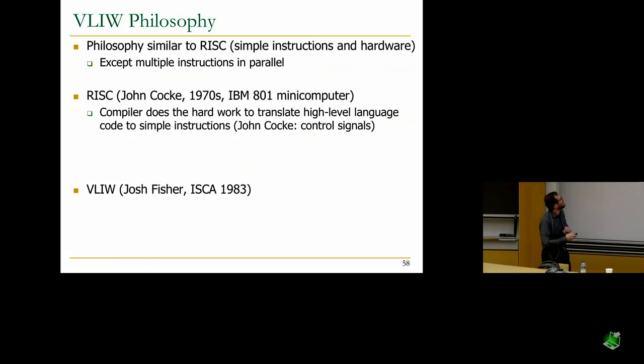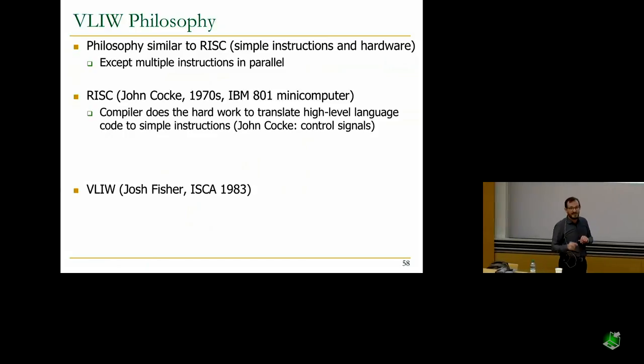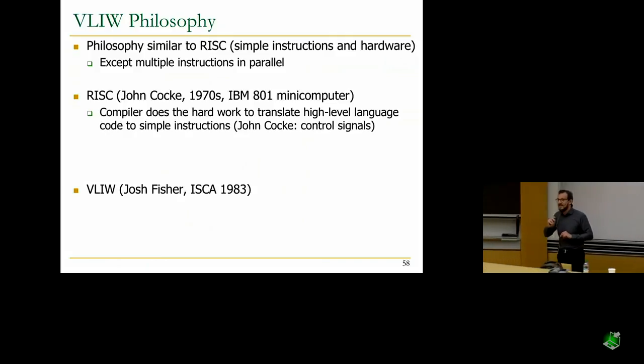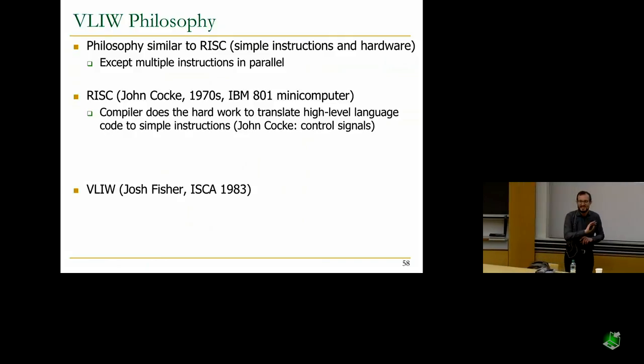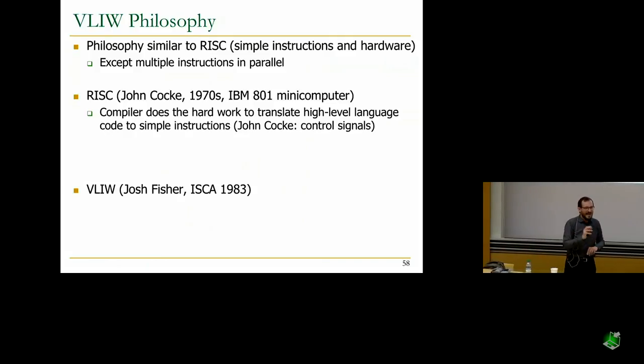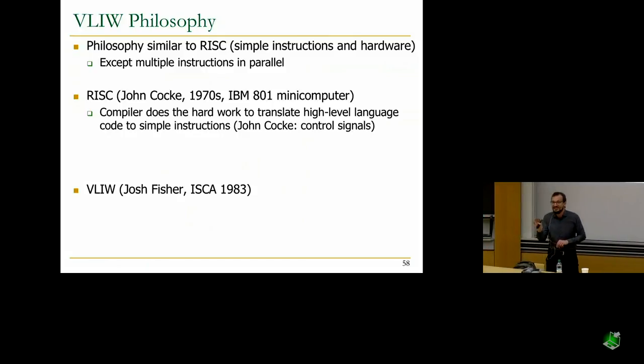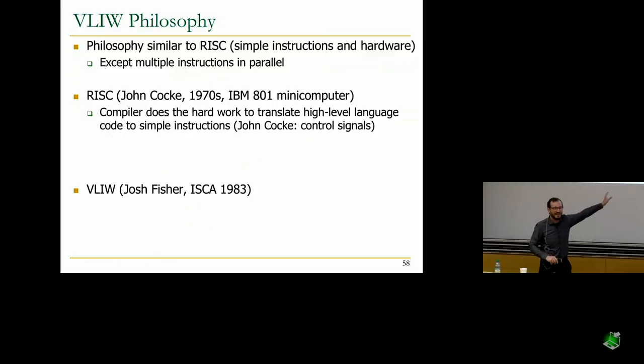So let's take a look at RISC. The compiler does the hard work to translate a high-level language into simple instructions. The idea over here is instructions should be as simple as possible. You should not have a string move operation in your ISA. You should have add, and, not. You should not even have a multiply. Initial RISC proponents said we should not have a multiply. Later, they figured out that if you do multiply using adds and shifts, it takes a long time. So they added a multiply.